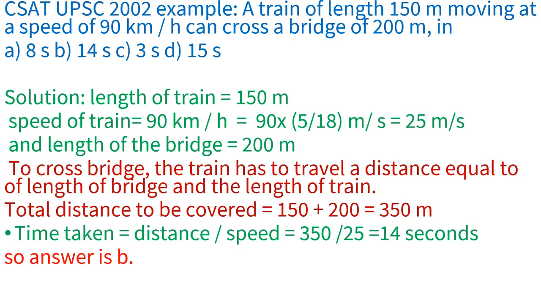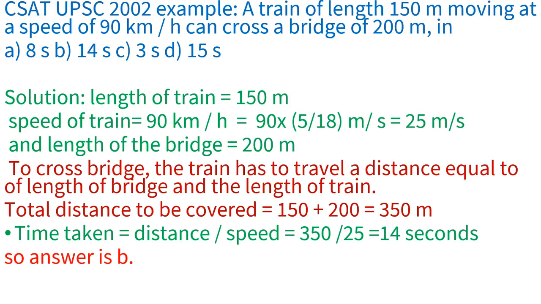Now the formula we read: speed of the train is equal to total distance, that is the length of the train plus the bridge length, upon the time taken to cover that bridge or platform. So here we have to find the time. Cross multiplying, time will be distance upon speed. The distance is 350 and the speed is 25. Why is it 25? Because we are converting 90 km per hour into meters per second.